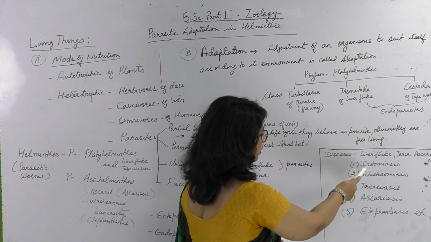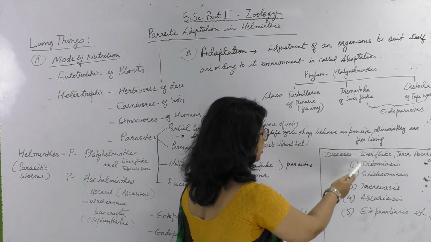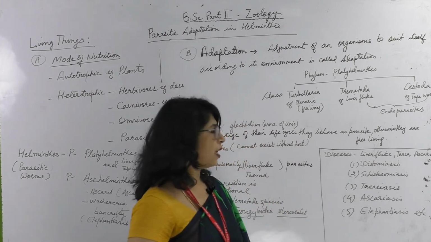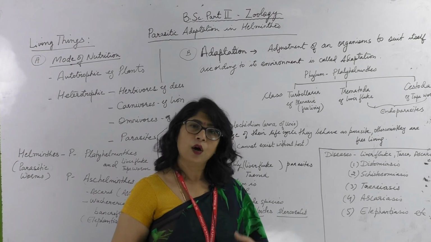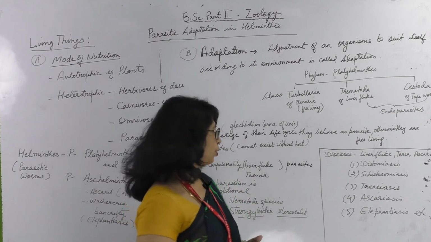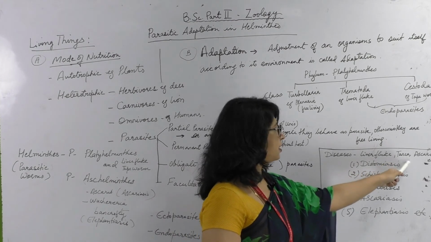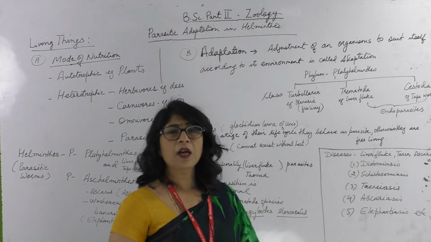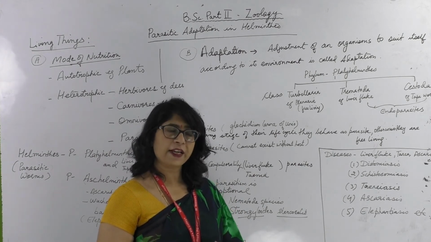Now, distomiasis, or fascioliasis, is a type of disease caused by the liver fluke. They cause damage in the liver of animals as well as humans. Taeniasis, this disease is caused by Taenia solium. It is commonly known as the tapeworm and it generally infects small children.